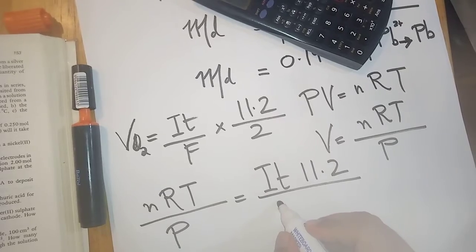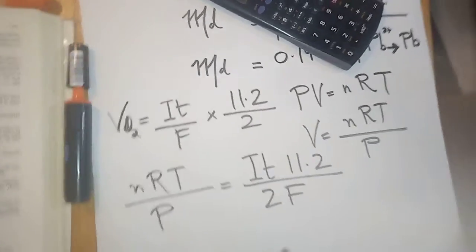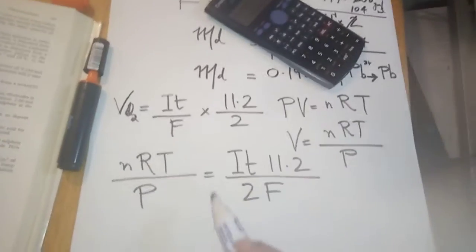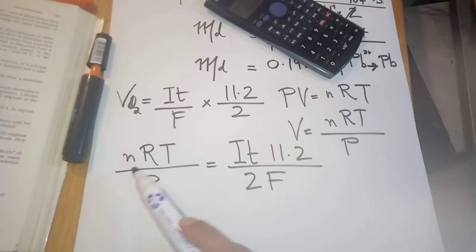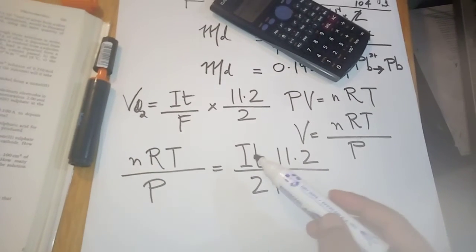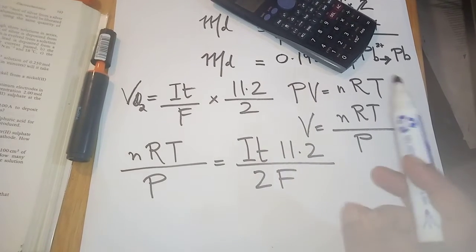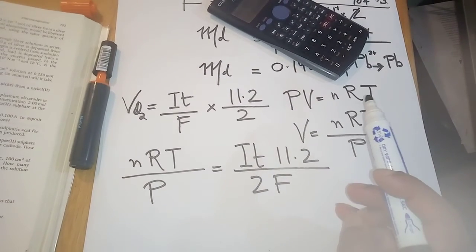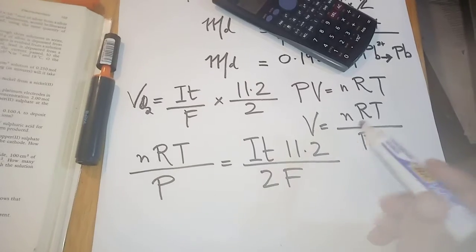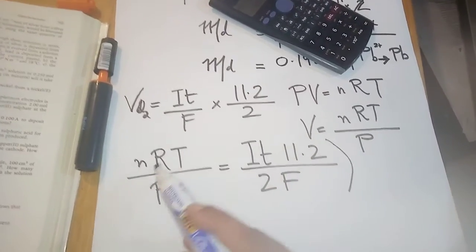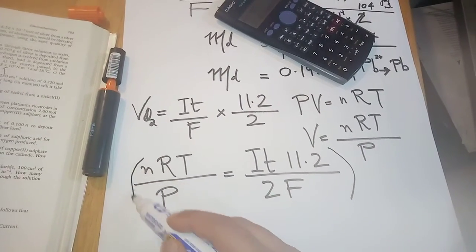11.2 over 2F. So I had this, and this. I didn't have that. And 1, 2, 3, 4, I had all of it. So number of moles. So now, can I do that now? Hang on. Let me write this equation down. It's very useful.